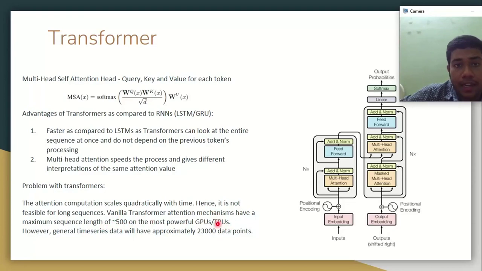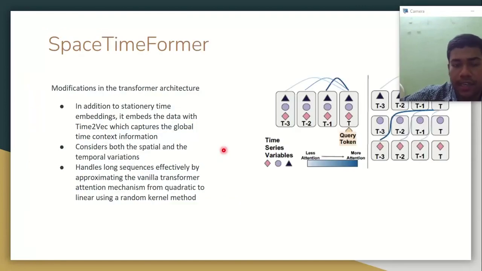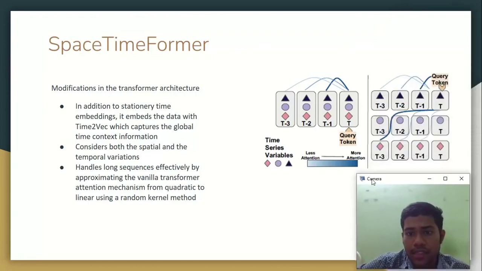This works fine for NLP tasks, but when you talk about multivariate time series problems, we generally have sequences of about 23,000 in length. So in this case, due to the nature of transformers, we need to make certain modifications to it. This is where Spacetimeformer comes in. Spacetimeformer is a more sophisticated model as compared to the transformer, where in addition to the stationary time embeddings, it also embeds the data with Time2Vec, which captures the global time information.